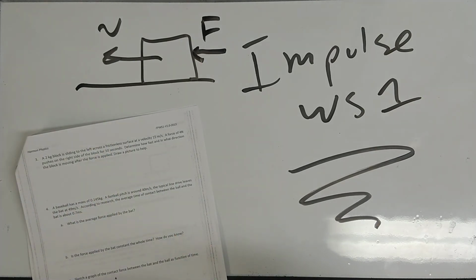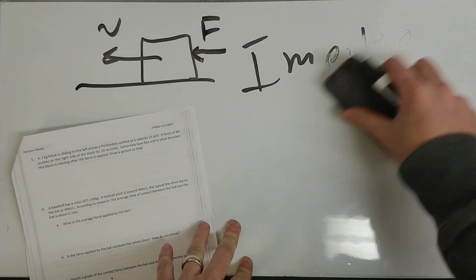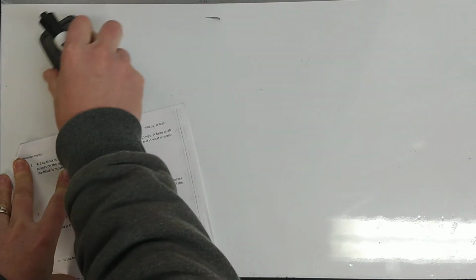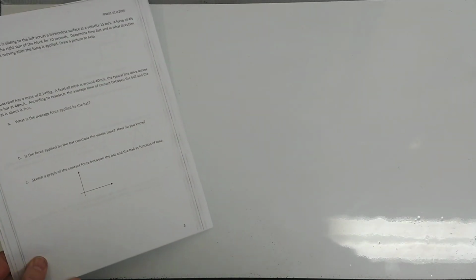Number 4 is actually a really interesting one. This is a hard one to do when we're not in class together. But a baseball has a mass of 0.145 kilograms. A fastball pitches around 40 meters per second. A typical line drive leaves the bat at 49 meters per second. According to research, the average time of contact between the ball and the bat is about 0.7 milliseconds. So what is the average force applied by the bat?